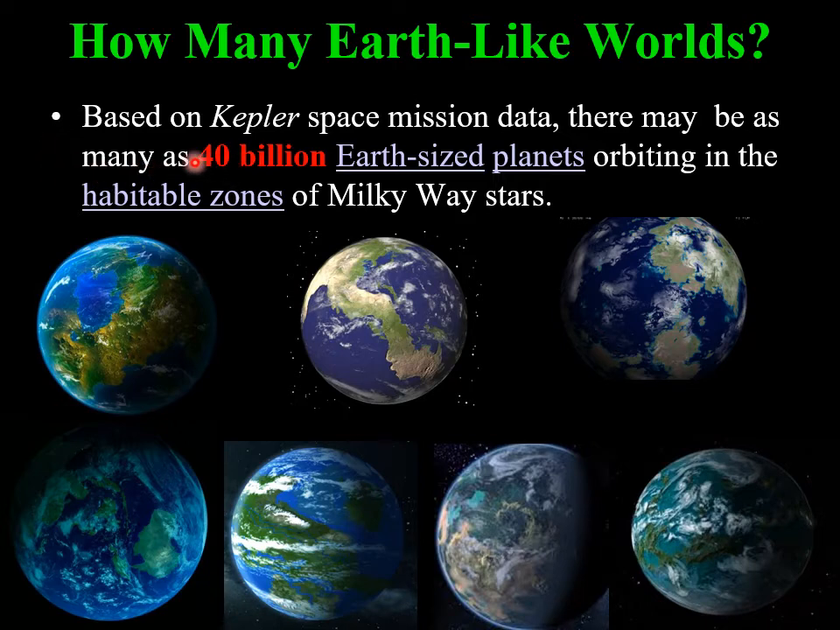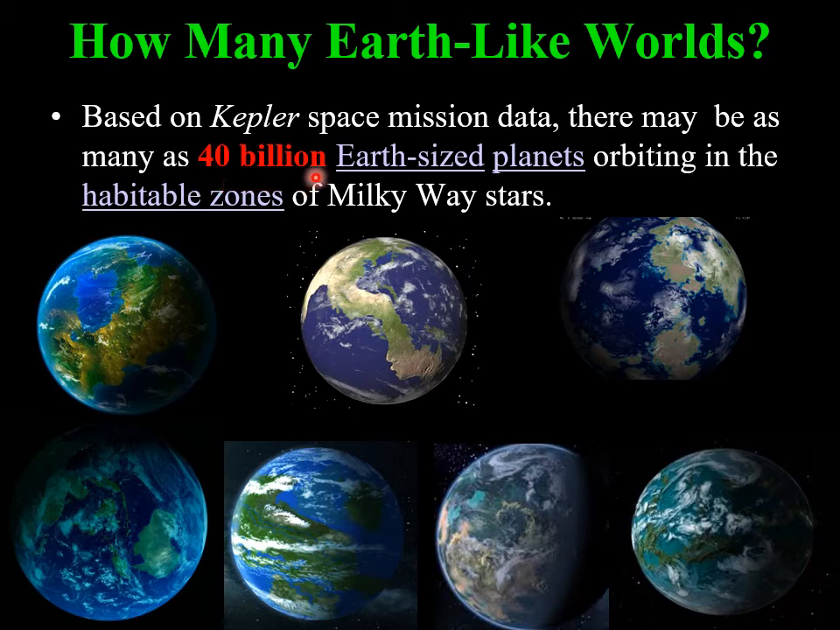So imagine 40 billion Earth-like planets. Now, are they exactly like Earth? Almost certainly not. In fact, none of them may be exactly like the Earth. However, the odds here that some of them could be very Earth-like look like it's very high.